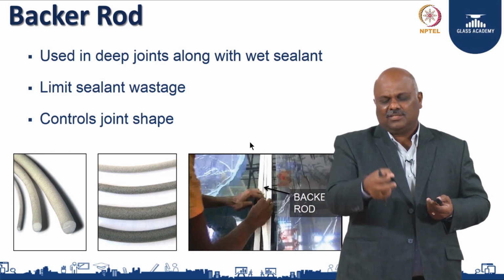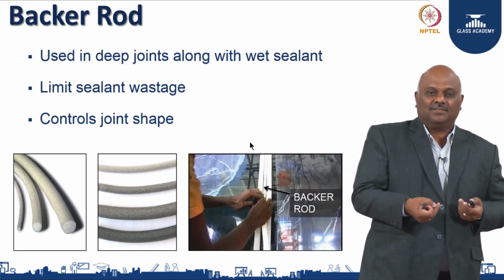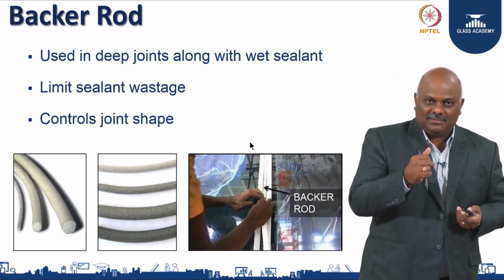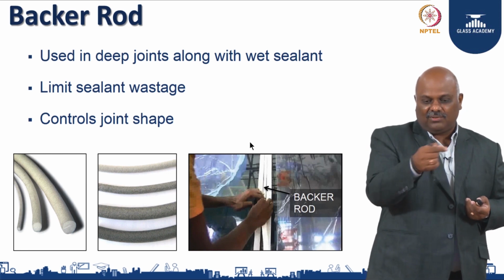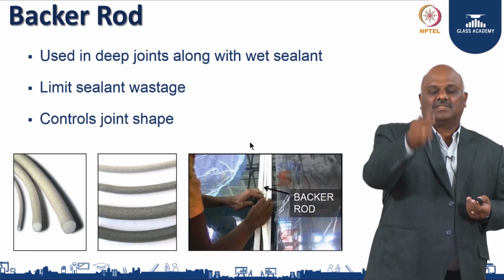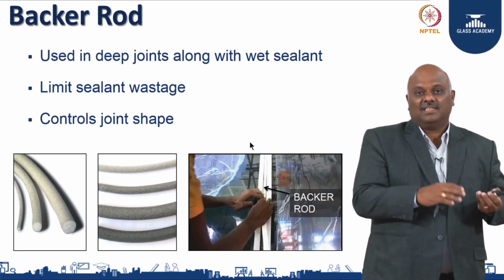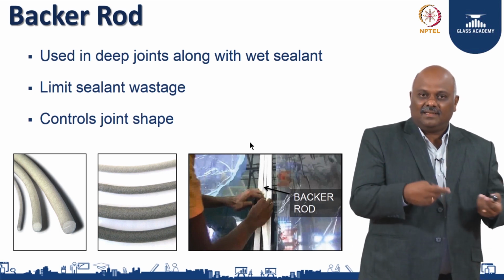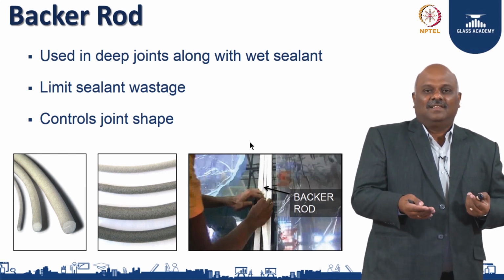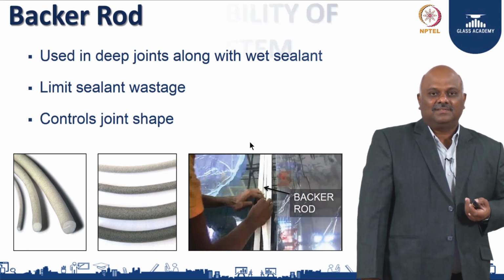Backer rod is nothing other than a spongy foam, a closed cell foam made out of a different polymer, which you press inside the joint. It is flexible; you press it inside to the required depth, then you start applying the sealant. Only then will the sealant function properly, as well as the system. So, these are the key important things involved in your manufacturing process.